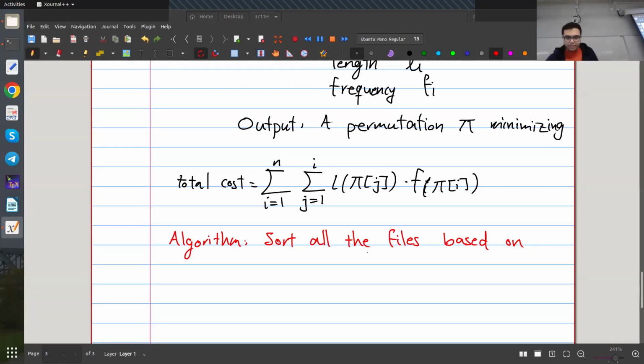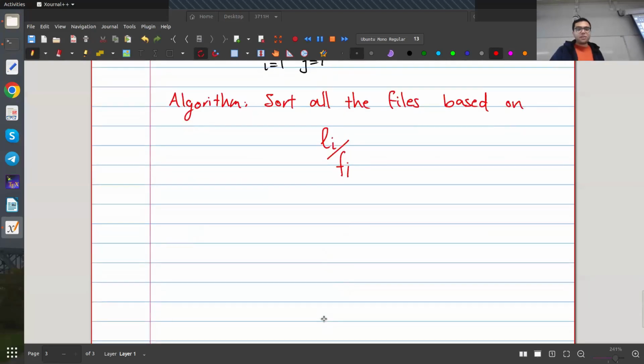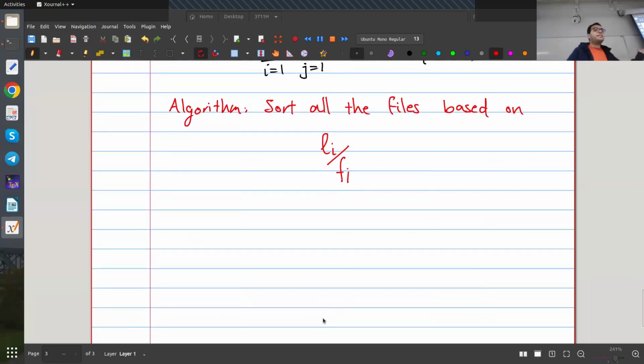So I can say, let's sort based on the lengths, but then if I have two files that have the same lengths, I want the one that has higher frequency to go first. So maybe I can say sort based on lengths divided by frequency, Li divided by Fi. Again, this is just something intuitive that came to my mind. Just like before, I have to prove that this is actually correct. But thankfully, the proof is also very much like before. So let's do the proof of correctness.